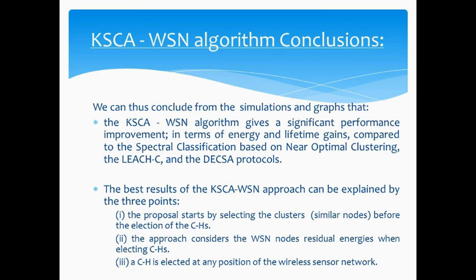The best results of the KSCA-WSN approach can be explained by 3 points. The first point is that this proposal starts by selecting the clusters, or the similar nodes, before the election of the cluster heads. The second is that the approach considers the WSN nodes' residual energies when electing the cluster heads. And the third is that a cluster head can be elected at any position of the wireless sensor network. Based on these 3 important factors, this algorithm performs much better than the other existing algorithms.